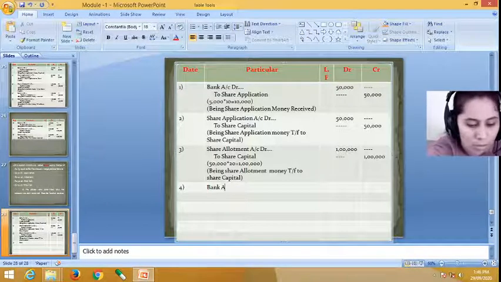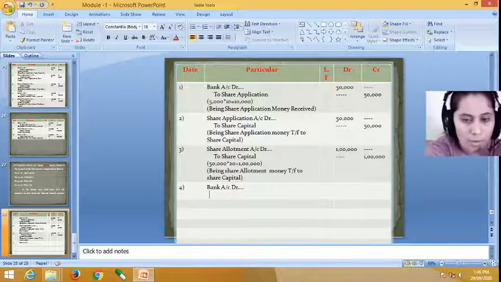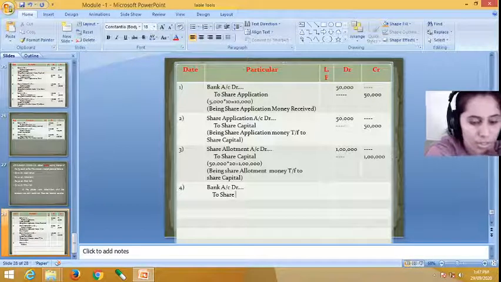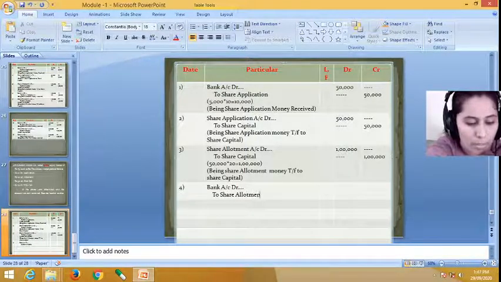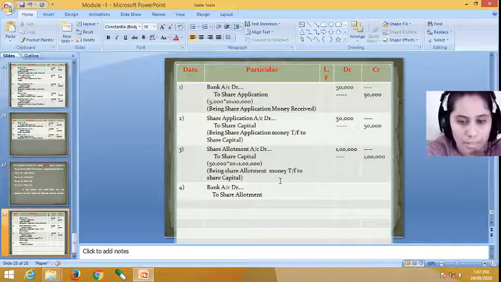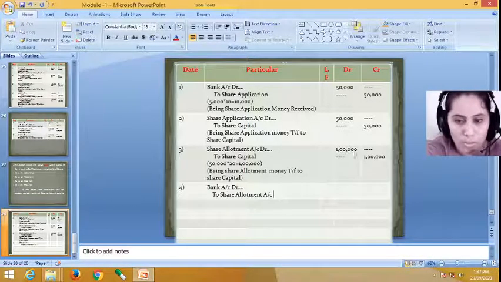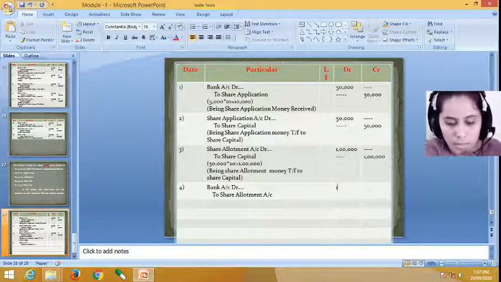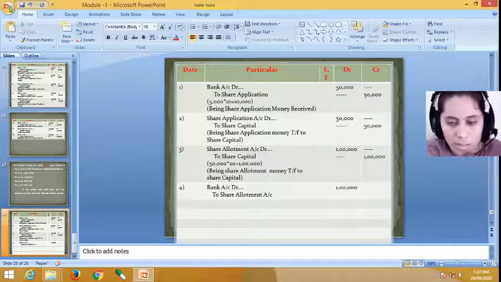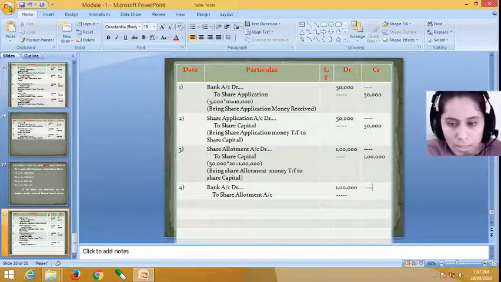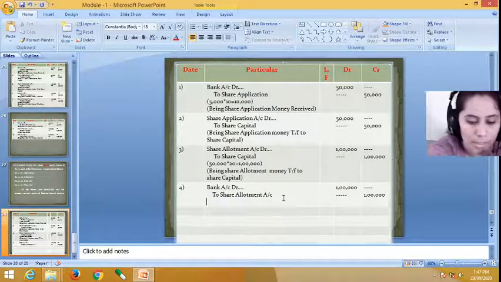Bank account debit. To which account are you receiving the amount? Share allotment account. So the amount is the same, 1 lakh. Debit 1 lakh, credit 1 lakh.